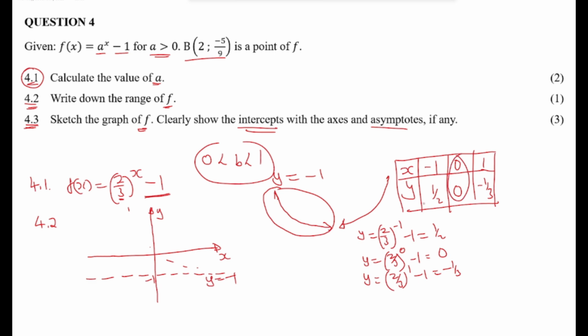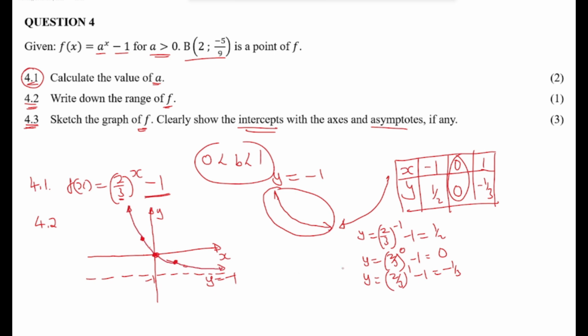We have 0, 0, that is the origin. So the x-intercept is 0, the y-intercept is at 0, right? And then when x is negative 1, y is a half, so somewhere there. And when x is 1, y is negative 1 over 3, like this. These 3 points give you the shape of the graph. Then you just join them like this.